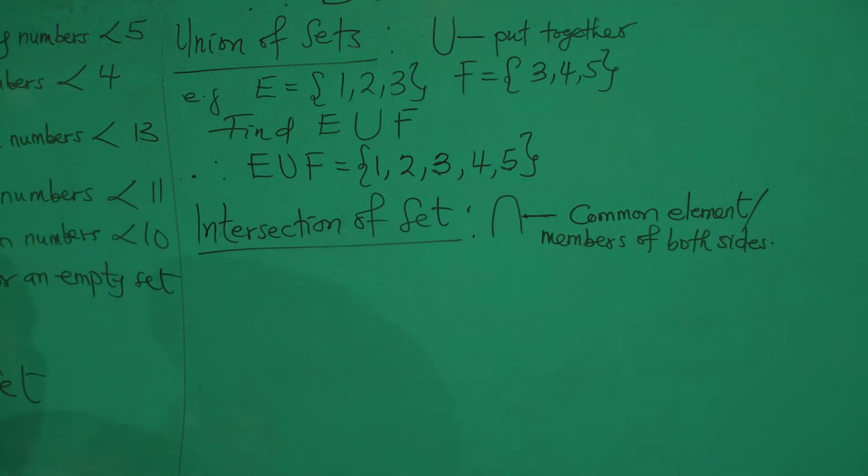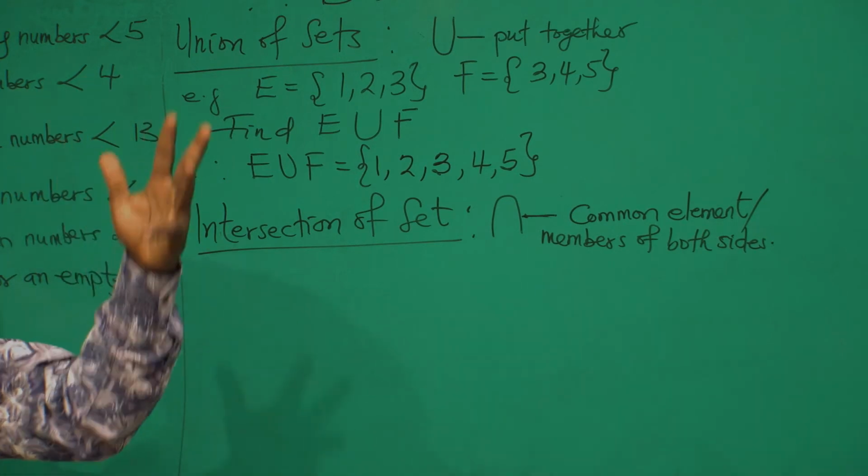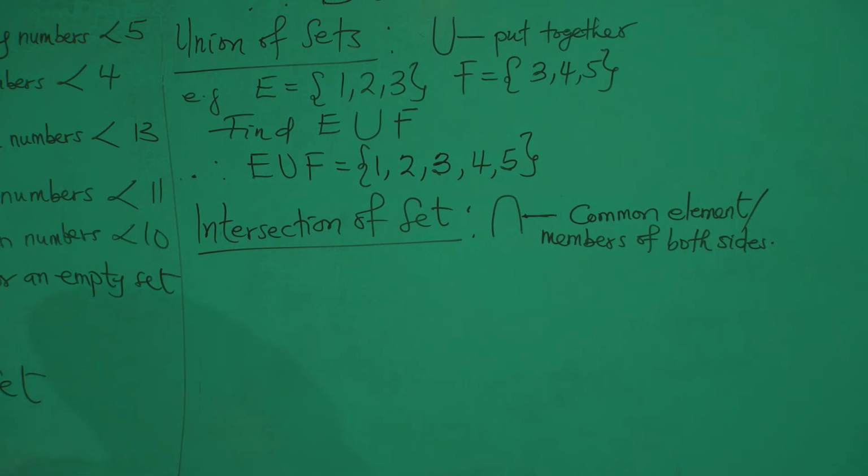Intersection of sets means compare the two or three sets or more. What element is common in both sets is what you put down. If there is no element which is common, then the answer becomes a null set. That is why we learned a null set today.